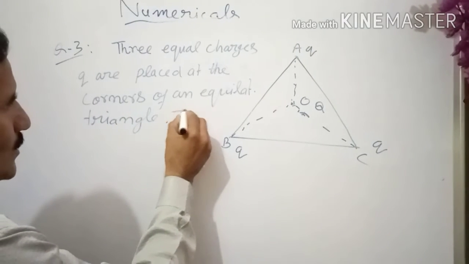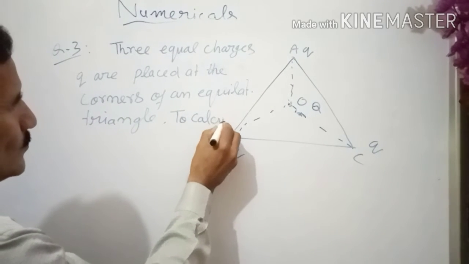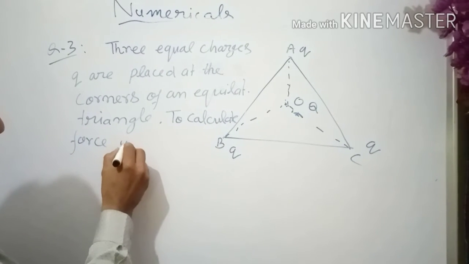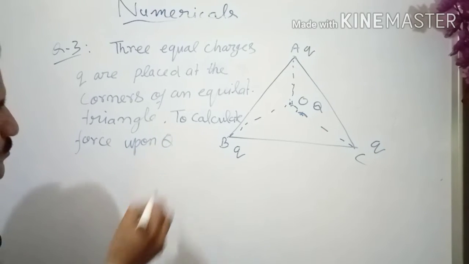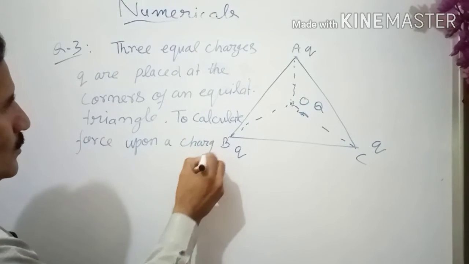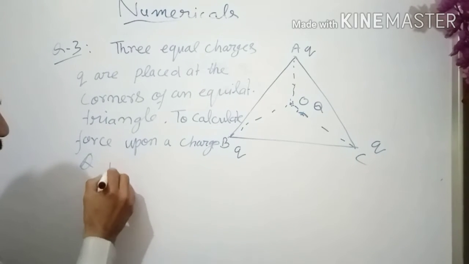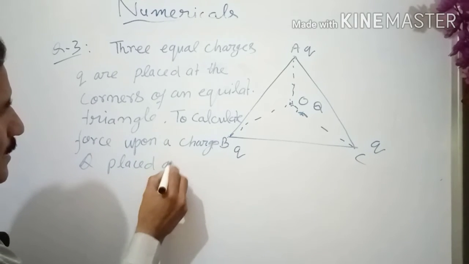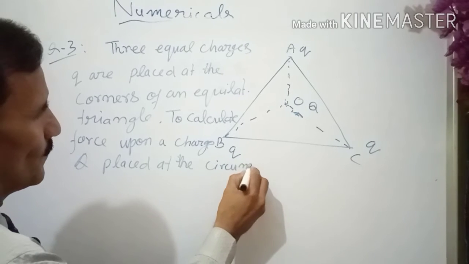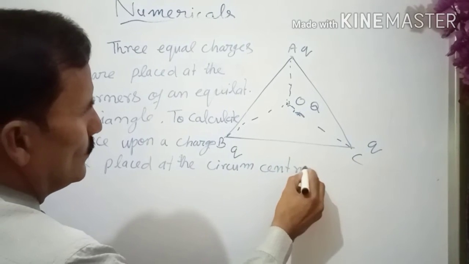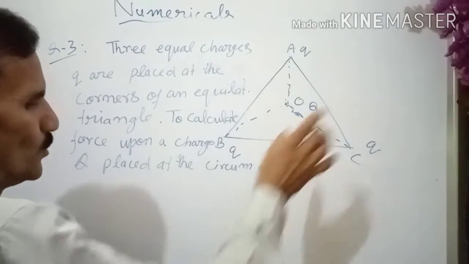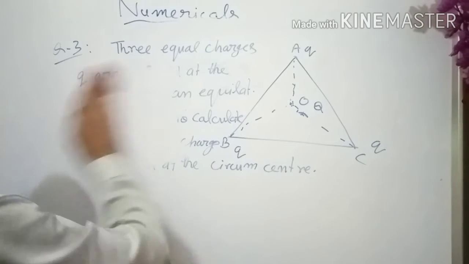And to calculate force upon a charge Q, suppose we are taking it Q, placed at the circumcenter. Now here what is the circumcenter? Means these distances OA, OB and OC are same.